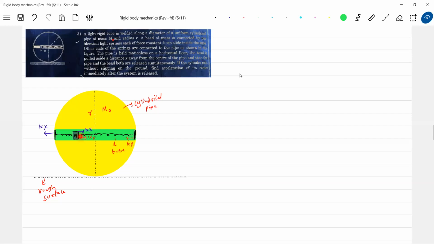We are not bothered now about the block. Let's bother about the pipe, and this particular edge is connected to the pipe. So what is the spring force acting on the pipe? Kx will be towards left, so that will accelerate the center of mass. So same thing, some rough diagram.